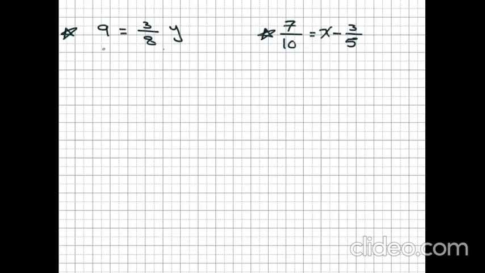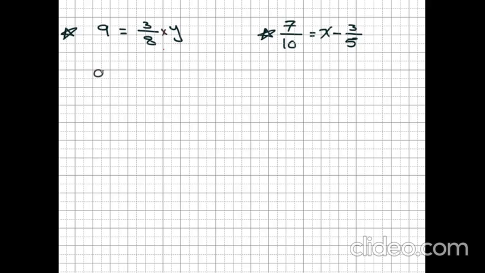Now if we have 9 equal to 3 over 8y, we set the operation between this number, this fraction 3 over 8, and y, it's multiplication. Every time if there is a number, then a variable, and there is no sign between them, it's multiplication. Now, to solve this kind of equation, we said we will do the inverse operation. The inverse operation of multiplication is division. This means I will divide both sides by 3 over 8.